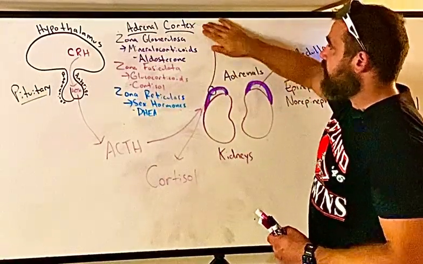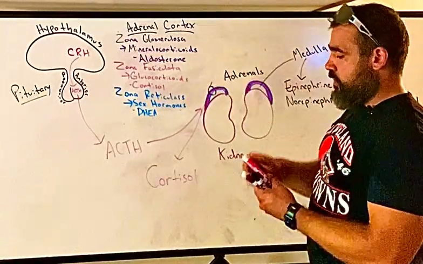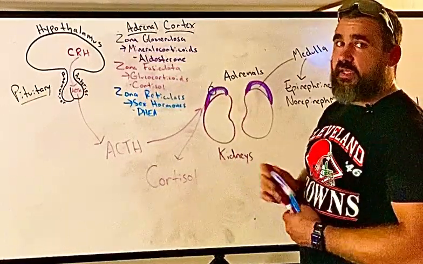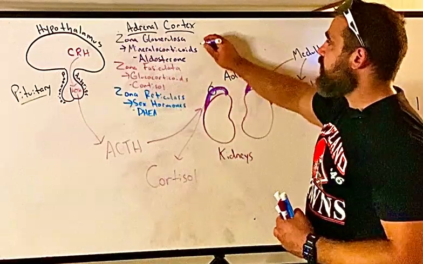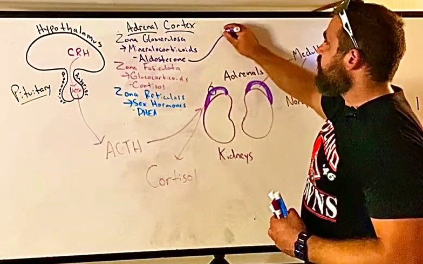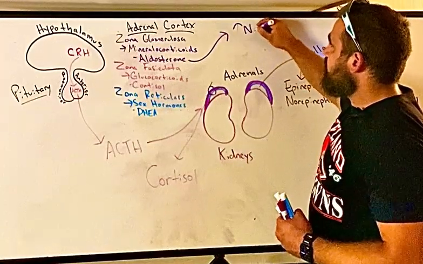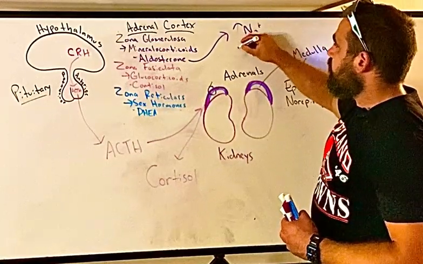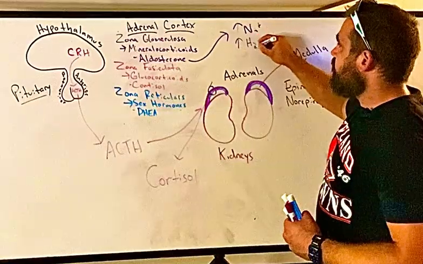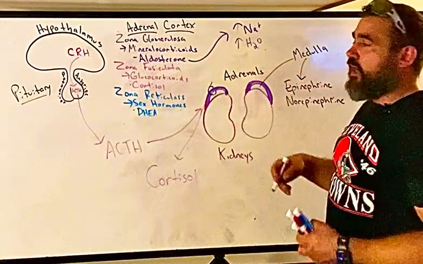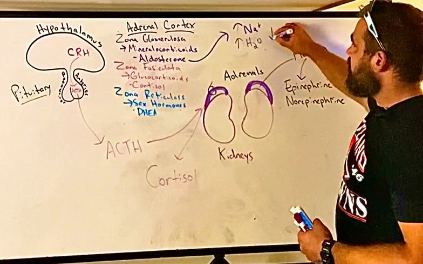So let's erase this here, because now we see this is the cortex. So, again, I want to focus on this later when we talk about the renin-angiotensin-aldosterone system. But aldosterone is basically going to cause increased sodium retention, increased water retention, really, because when you increase sodium retention, water is going to follow due to osmolarity purposes, and we're going to decrease potassium.